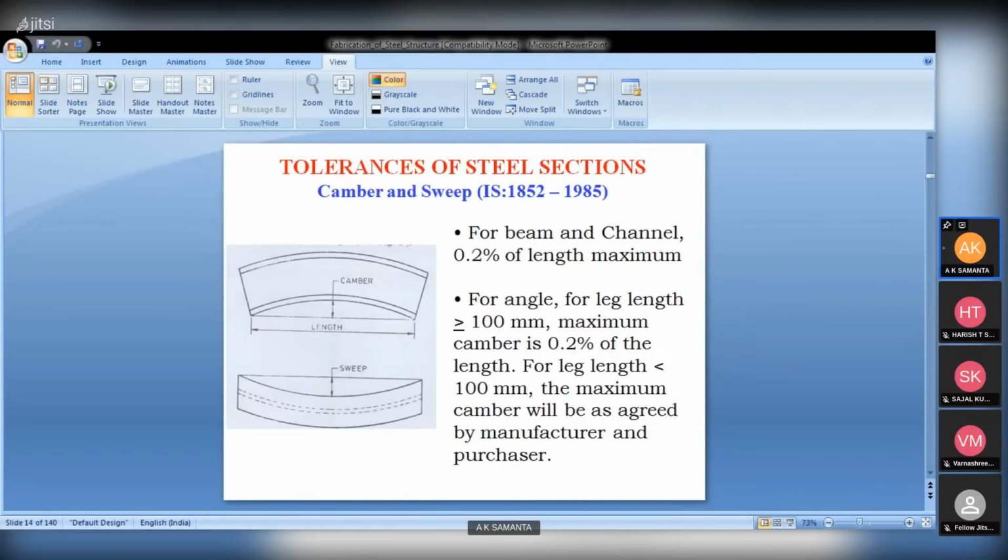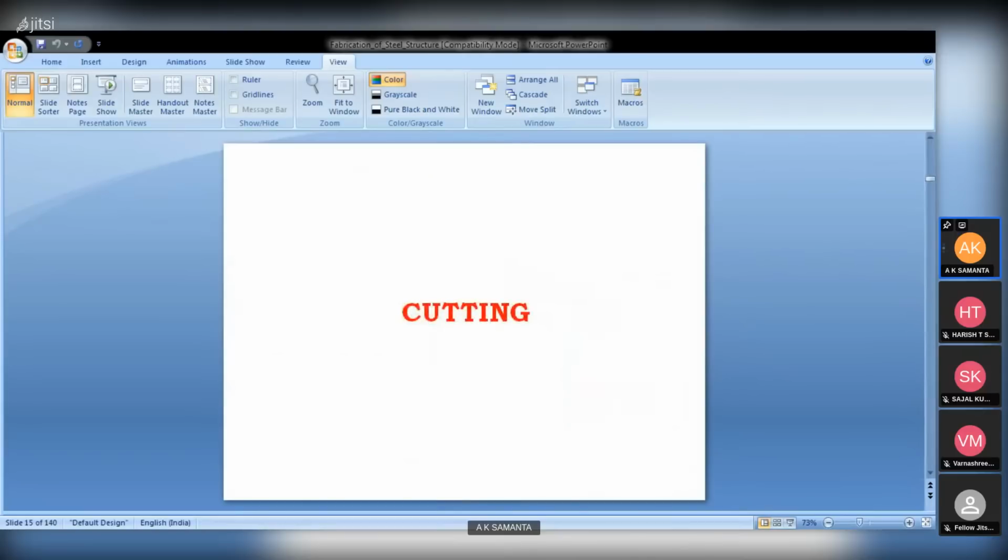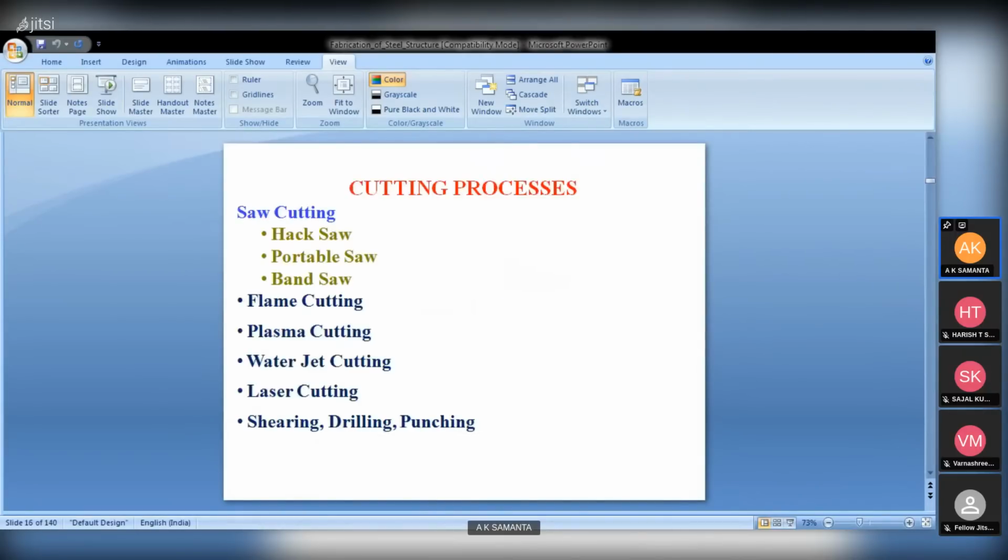There are so many spurious materials available in our market, so in case the steel fails the strength test, then we have to reject it. Now I am coming to the first operation, that is cutting.